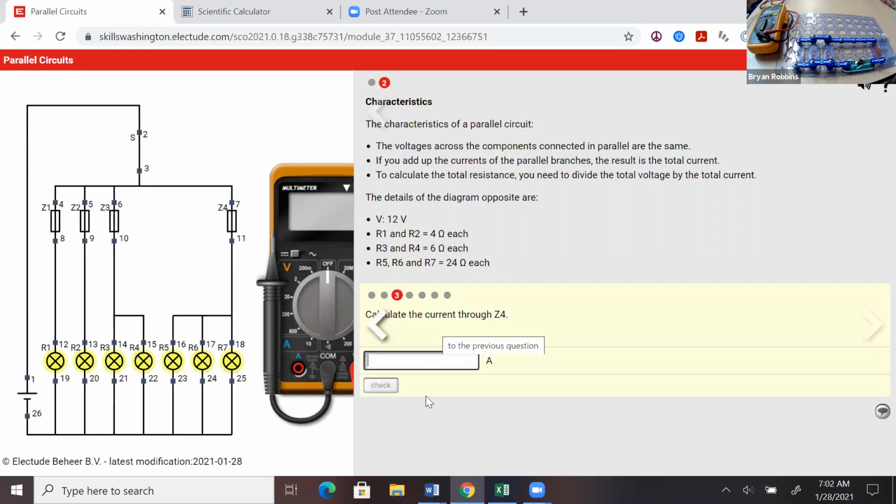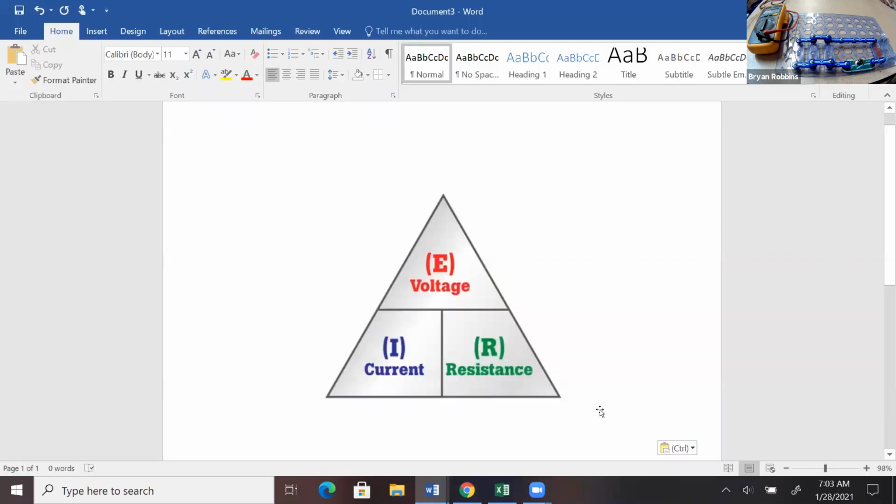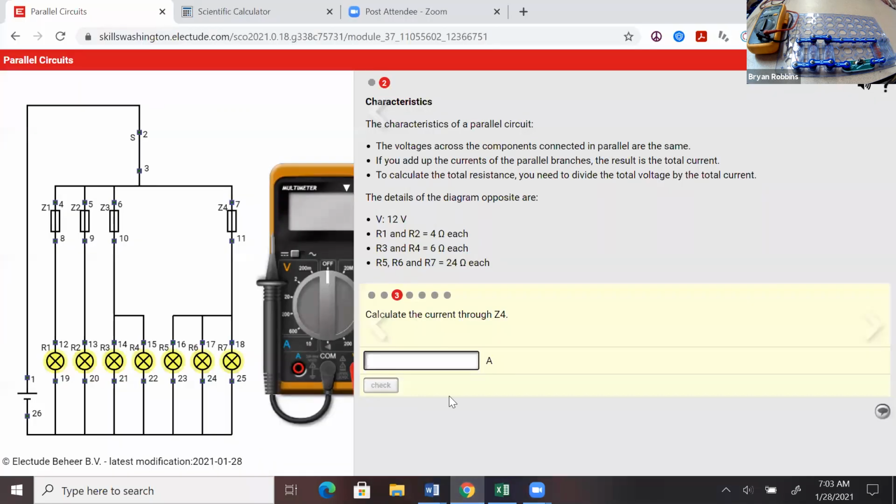So the current, once again, using that Ohm's law table, is going to be 12 divided by 8. And 12 divided by 8 is 1.5. So let's go back in here, put in 1.5. And yes, that is correct. What's the total resistance? We already figured that out. It was 8.